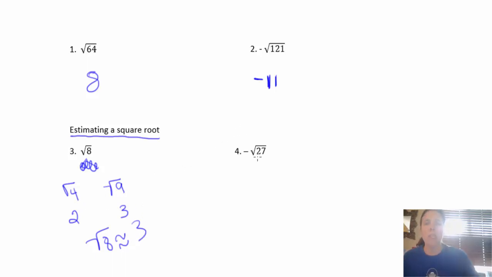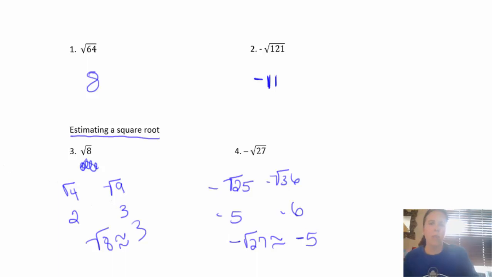Okay, so this is negative the square root of 27. Again, we're estimating. We know the square root of 25 is perfect, and the square root of 36 is perfect. Which one is 27 closer to? It's closer to the 5, so you would say that negative the square root of 27 is about negative 5, because these are actually negatives over here. All right, so you just say what it's about.